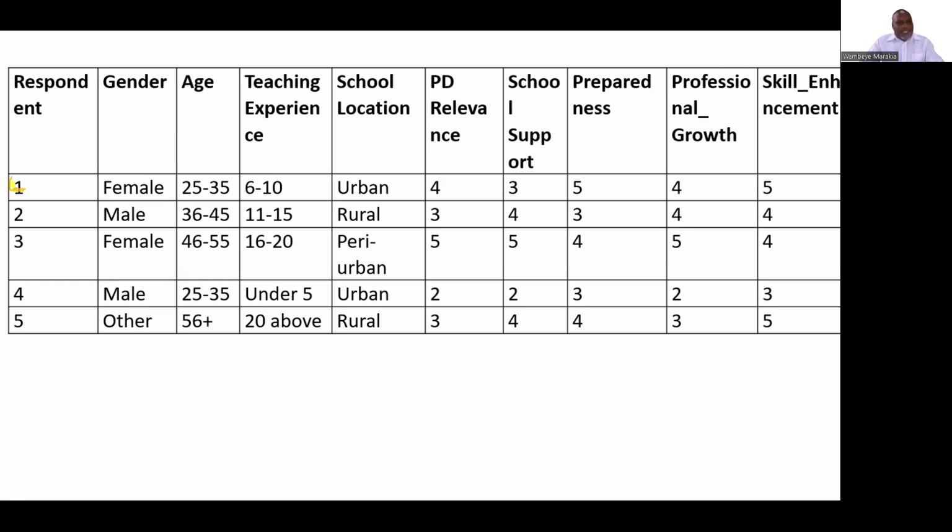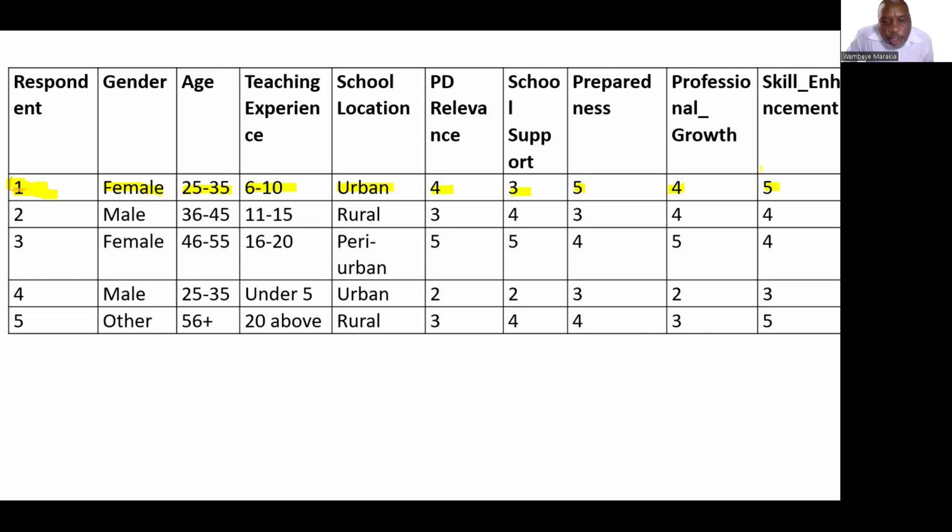So we have the first respondent here, and the gender, she's a female. Then we have the age 25 to 35. Then teaching experience, she picked 6 to 10. Then school location is urban. Then professional development relevance, she picked 4. Then school support, she picked 3. Then preparedness, she picked 5. Then professional growth, she picked 4. Then skill enhancement, she picked 5.